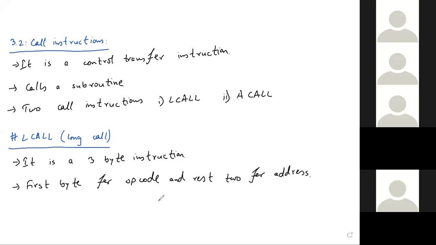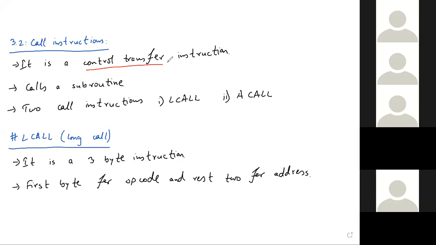Alright, so let us discuss the call instruction. Very obvious, it is a control transfer instruction. In fact, your jump is also a control transfer instruction. A control transfer instruction means an instruction which transfers the control to some other line apart from that obvious line. From a particular line, you transfer the control to some other line. That is known as your control transfer instruction.